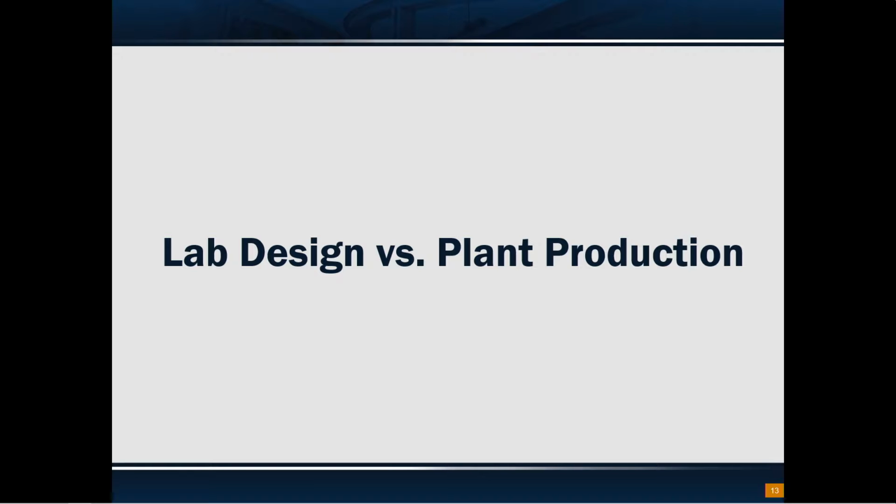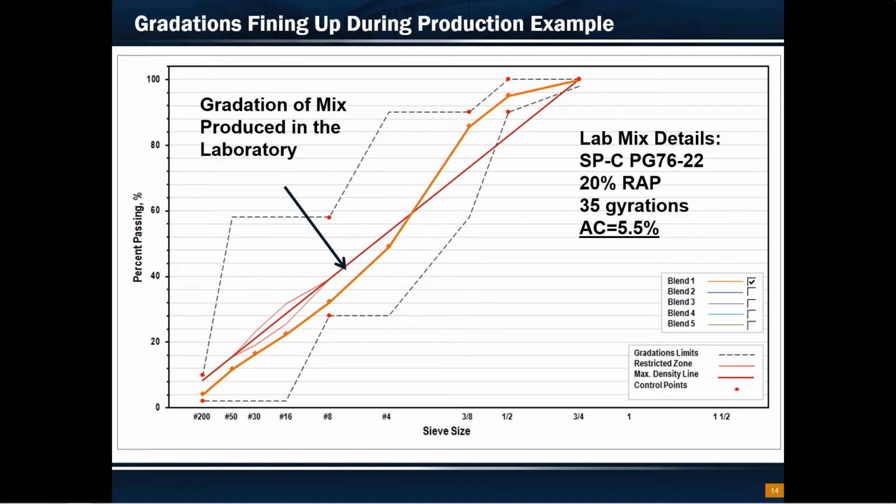Yes, Jim, so this is an example of what I think may be going on, and I just wanted to share this with those on the call and with our industry, because this is something that we went through whenever we were looking at a design. What you see on the screen is the master gradation in orange, the maximum density line, and the lab mix details: Superpave C7622, 20% wrap, 35 gyrations, and an AC content of 5.5%. So basically what you're seeing is the master gradation of the mix that was produced in the laboratory.